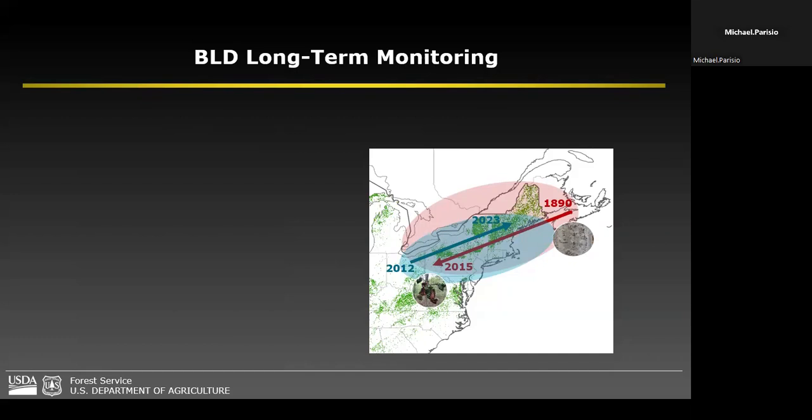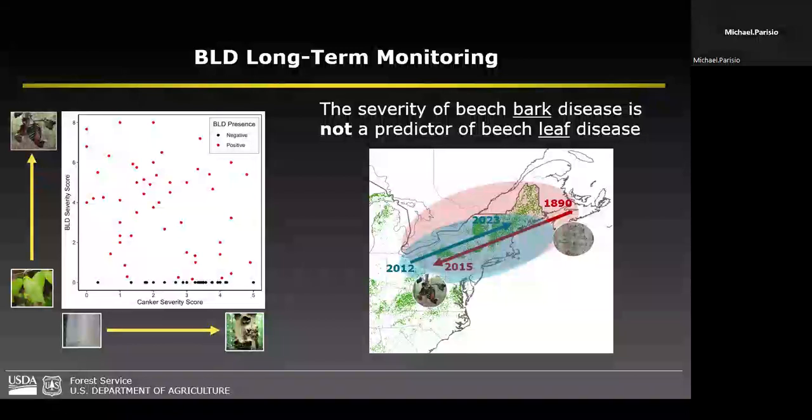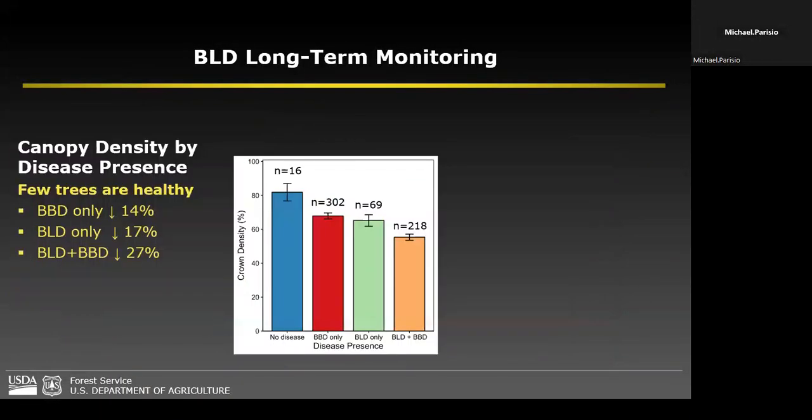Sorry, guys, 2 minutes. So the short of it is we don't see any correlation between the amount of cankering on a tree and the amount of symptoms that we find. But what we do see is the outcomes of having the combination of these two diseases is much worse.